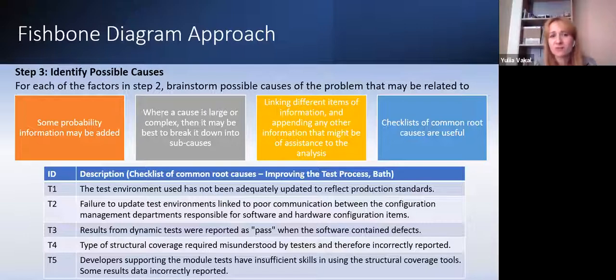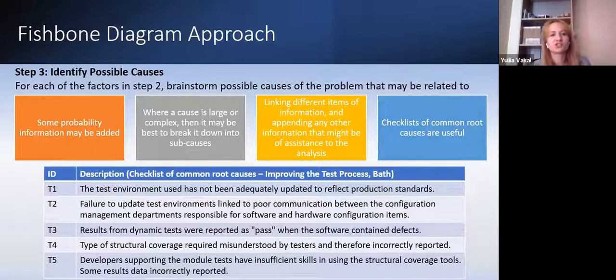The test environment used has not been adequately updated, failure to update test environments. Results from dynamic tests were reported as false, some false positives. Types of structural coverage required are misunderstood by testers. Developers supporting the model test have insufficient skills. So those are 5 things, but you definitely have more. That's the top 5.